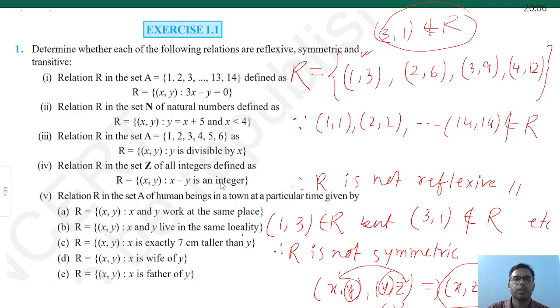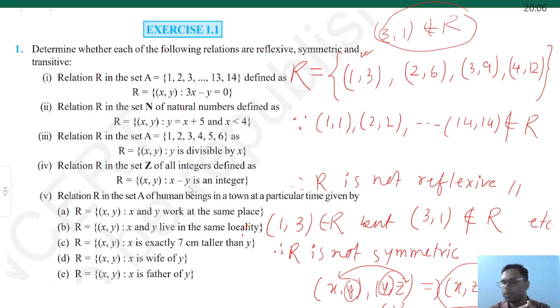This question you can now do yourself. x minus y must be an integer, so x minus x equals 0, which is an integer, meaning it is reflexive. x minus y is an integer, so obviously y minus x is also an integer, so it will be symmetric too. x minus y is an integer and y minus z is an integer, so adding them, the sum of two integers is again an integer. The y cancels and x minus z is again an integer, so (x, z) belongs to R, meaning it is a transitive relation. So obviously this relation R is an equivalence relation. You have to satisfy three things: reflexive, symmetric, transitive. So you can solve this one.